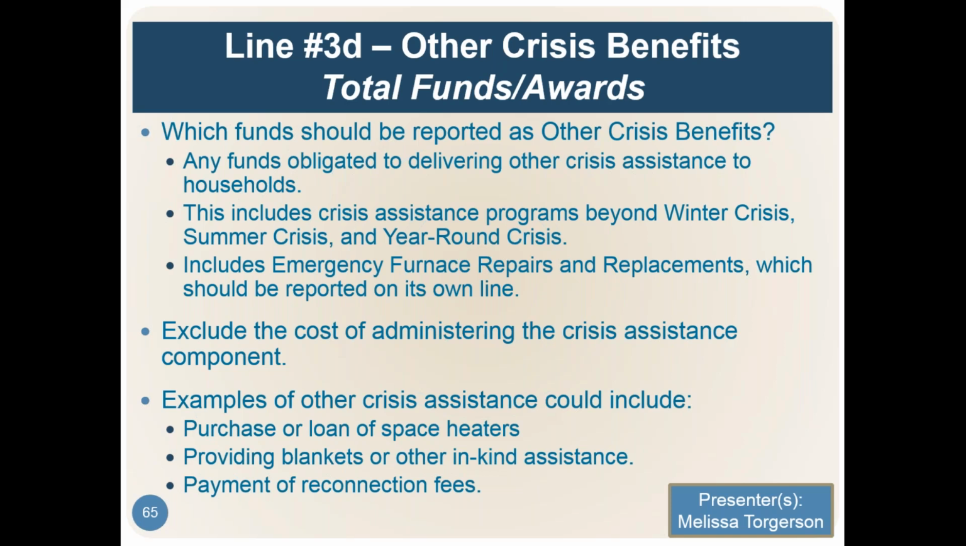So these are funds obligated to delivering other crisis assistance to households. These are things beyond what you define as winter, summer, year-round crisis. So this is where you should be putting emergency furnace repairs and replacements. It should have its own line. Administration does not belong in this line, but some examples of other crisis assistance, and we've seen all kinds: space heaters, blankets, or other in-kind assistance. We've seen more than one state that does hotel vouchers for people that need it, payment of reconnection fees, deposits, all kinds of stuff.